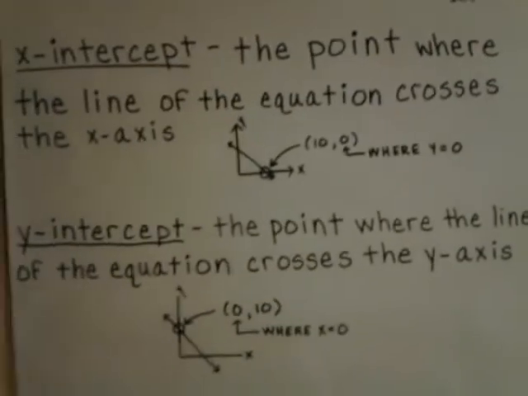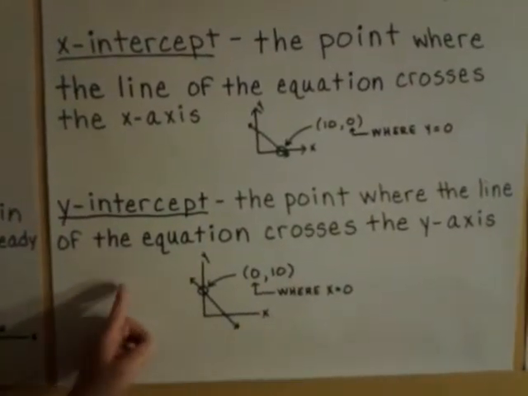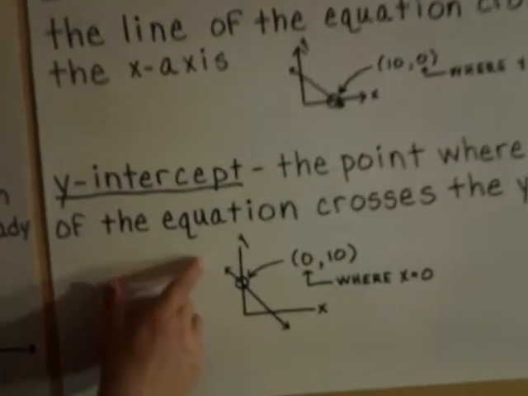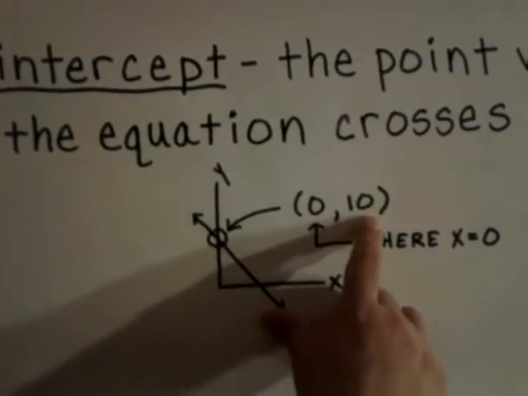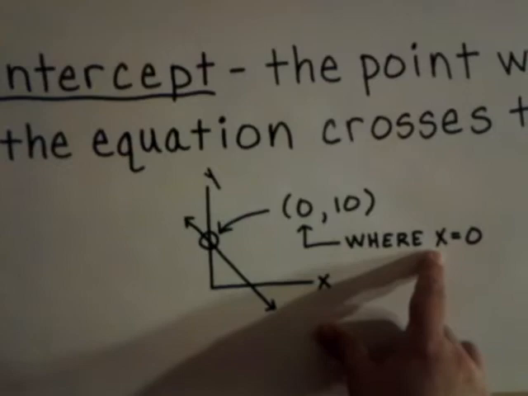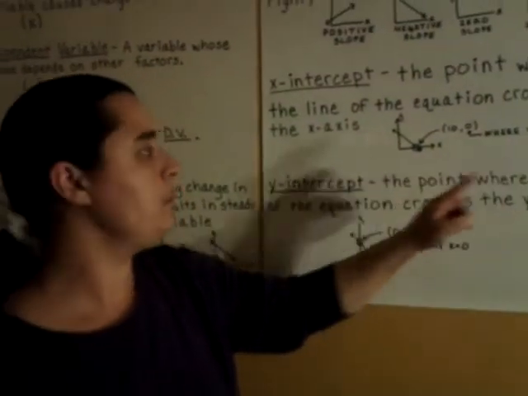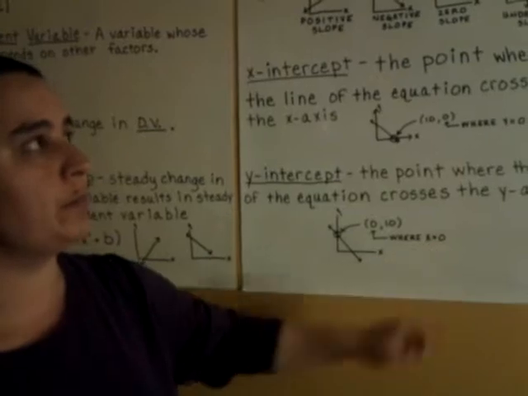We also have a y-intercept. This is the point where the line of the equation crosses the y-axis. Notice here my graph is crossing the y-axis at this point where the coordinates are 0 and 10. Notice that x is equal to 0. So with an x-intercept, y is equal to 0. But with a y-intercept, x is equal to 0. Let's look at an example.